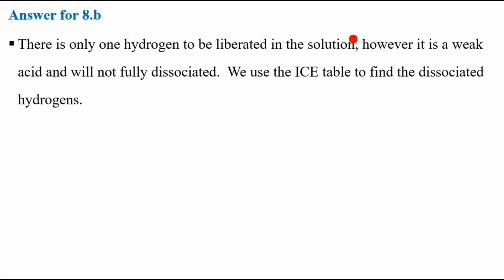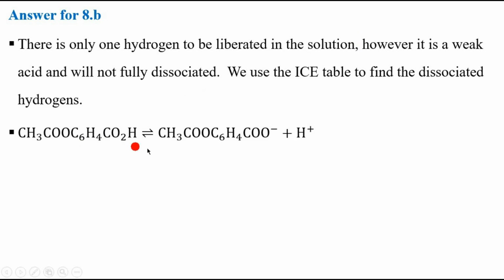So here, then we move very fast because we have only one functional group, which is the COOH. We have only one dissociation. So it's very simple here. We just use the ICE table to see this one will dissociate to give this one and this one. This is the Ka. Let's see the table.